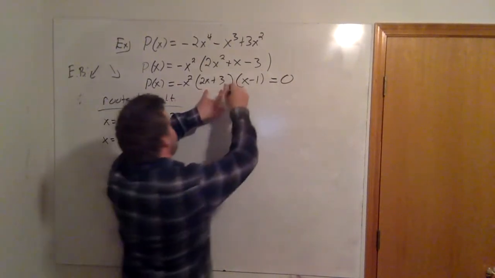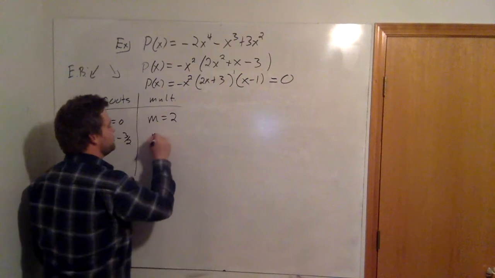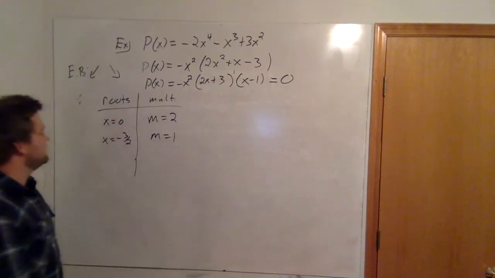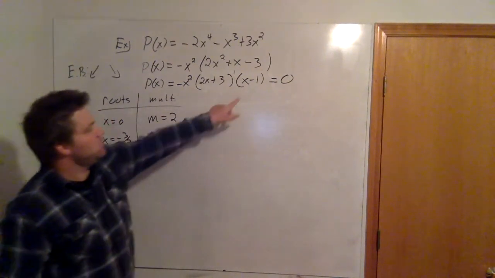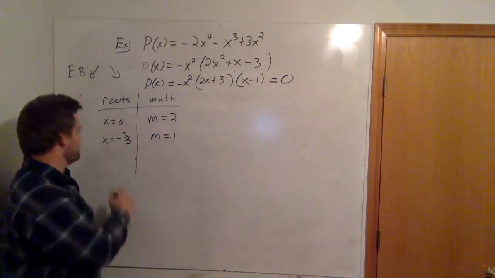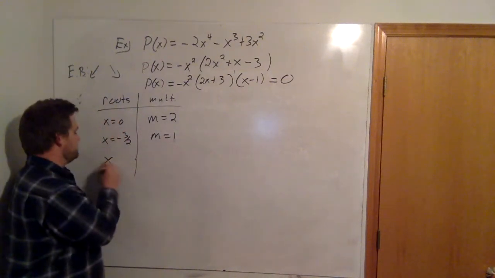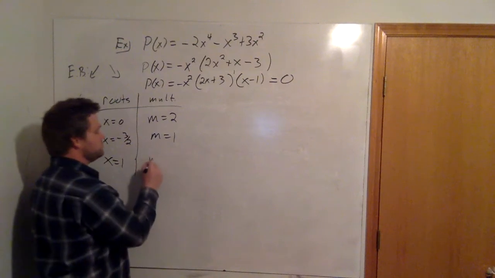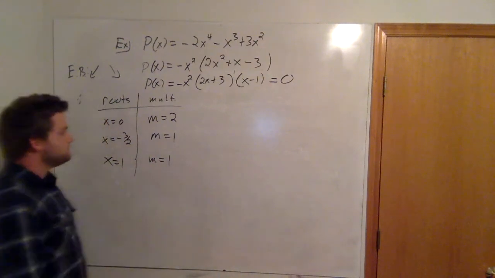Notice that this factor is being raised to the first power, so its multiplicity is 1. Similarly, it'll also have a root of 1 from this factor. So x equals 1 will be a root, and its multiplicity will also be 1.